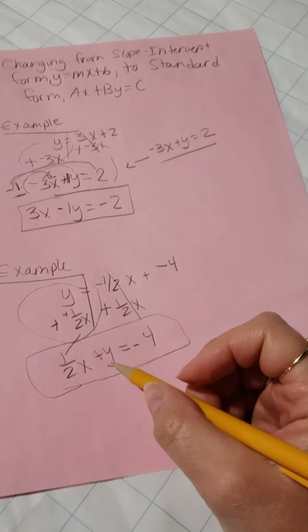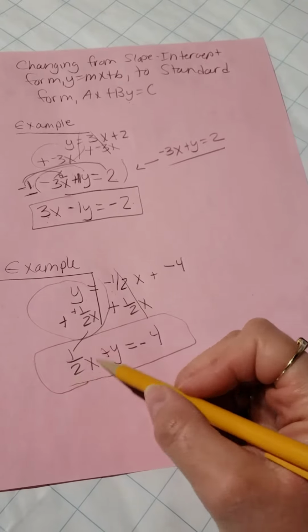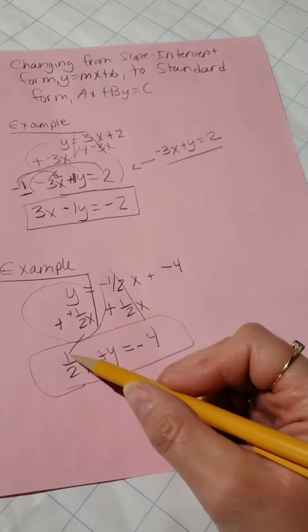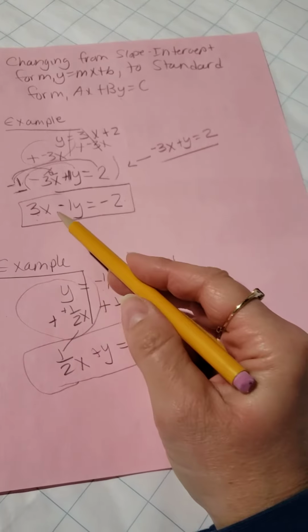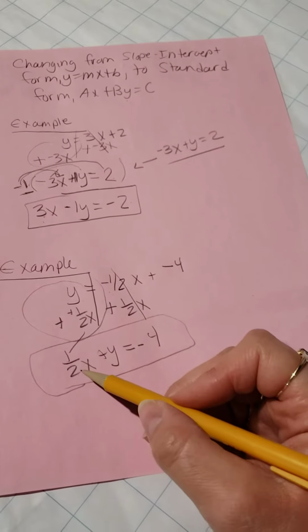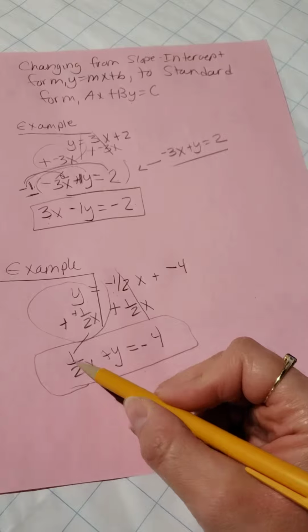For next year, one more little tip. You don't want to leave your a value, or the number with the x, in a fraction. So they don't like negatives and they don't like fractions. All you do to get rid of a fraction is basically just multiply by the denominator. So the denominator is a 2.